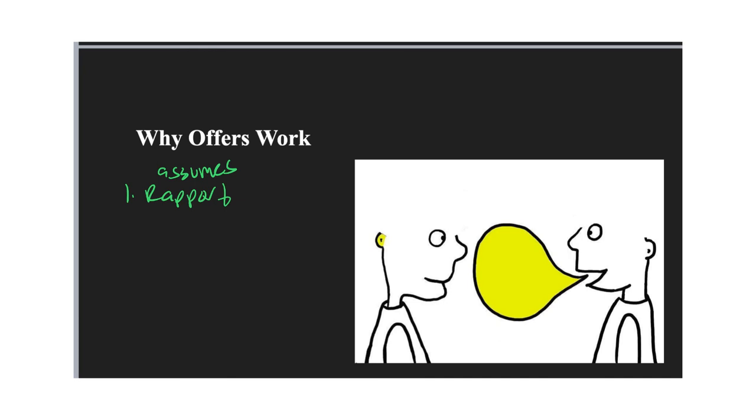But secondly, reciprocity. We have this norm in human interactions called the norm of reciprocity, where if I do something for you, you should do something for me, generally of equivalent value. We're not supposed to be freeloaders. If I do something nice for you, you should do something nice for me in conversation. If I disclose something really personal and interesting, you should disclose something personal and interesting. So making offers works for these two reasons.